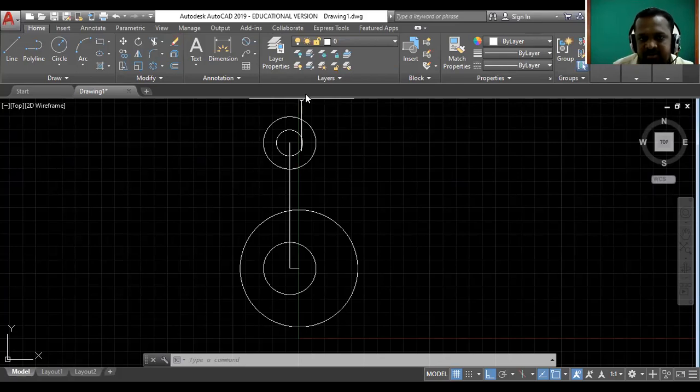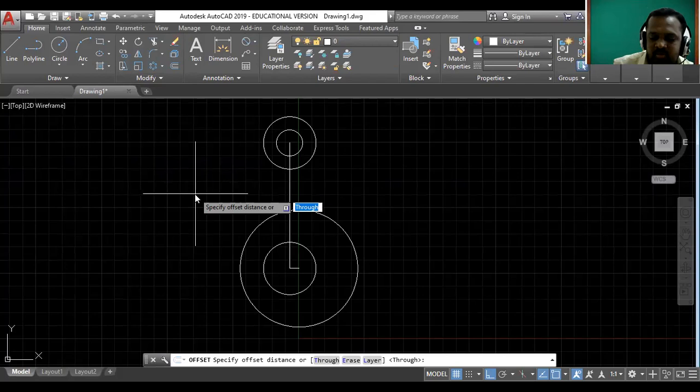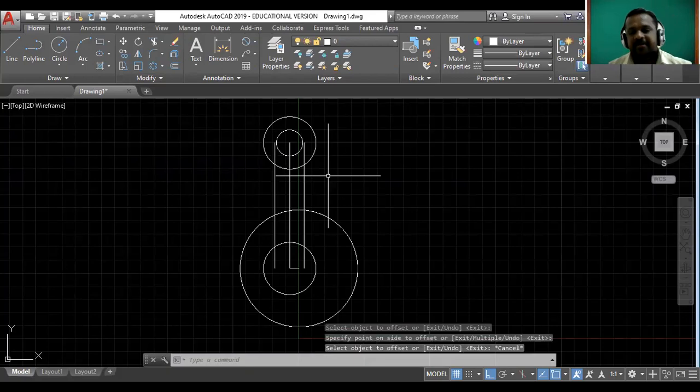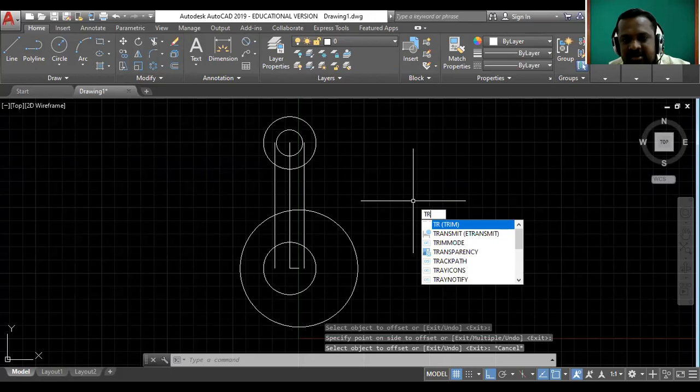Okay, then again we have to use the offset command. See, offset. We click on this offset and give the distance 40. Enter. Select this line on this side and select this line on this side. Okay, then trim the unwanted portion, TR double enter. See, this part is not required.